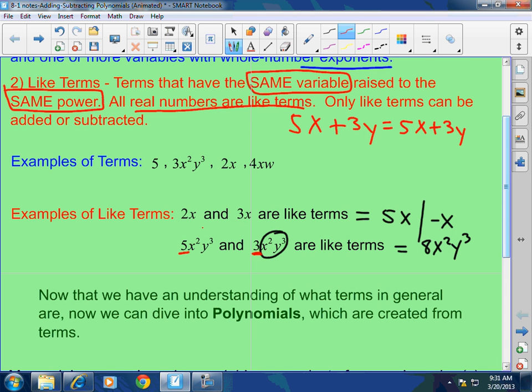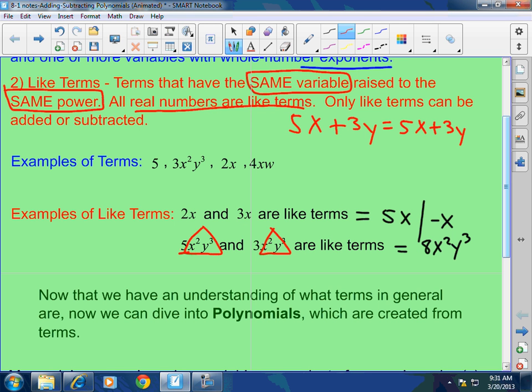Think of these here as a type of fruit. That's like 5 apples, or look, I did a shape, even better. 5 triangles plus 3 more triangles, because they're both the same, has to be 8 triangles, right? Where the triangles are x squared y cubed. Does that make sense, guys?